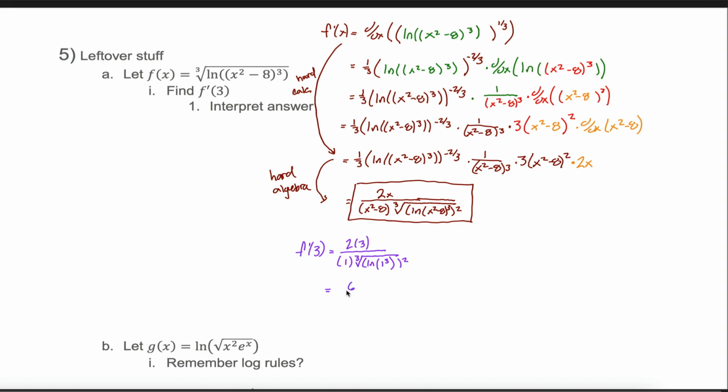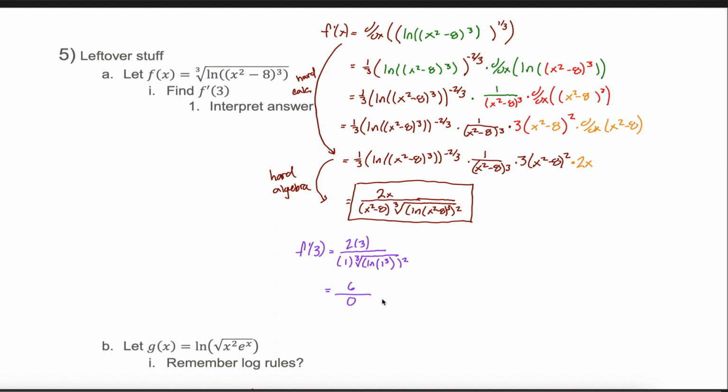So it looks kind of ugly, but it simplifies really nicely. 2 times 3 is just 6. 1 times anything is just that anything, so I can drop this 1. 1 cubed is equal to 1, and the natural log of 1 is equal to 0. That 0 squared just gives me 0. The cubed root of that 0 is just 0, and that 0 times this 1 is just 0. What I'm saying is f prime of 3 is 6 divided by 0.